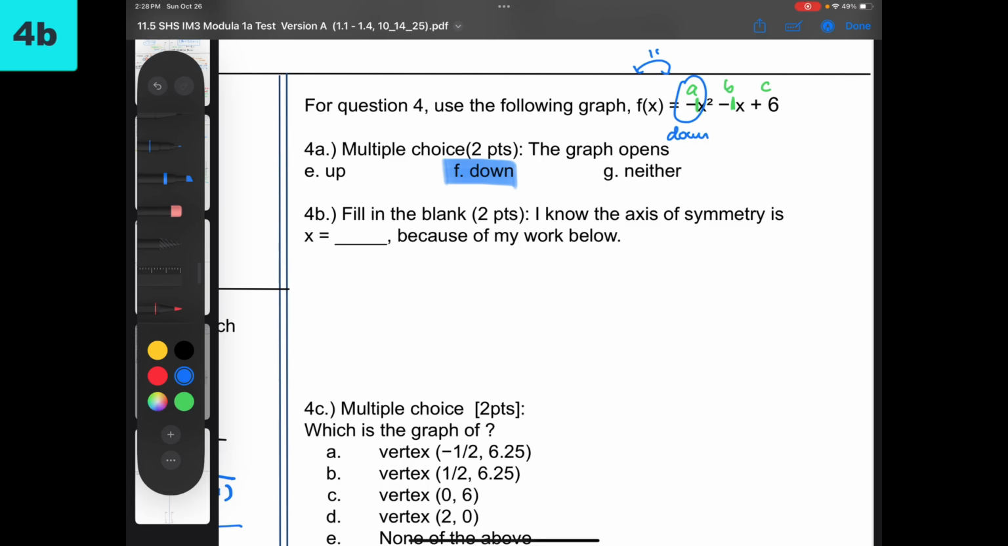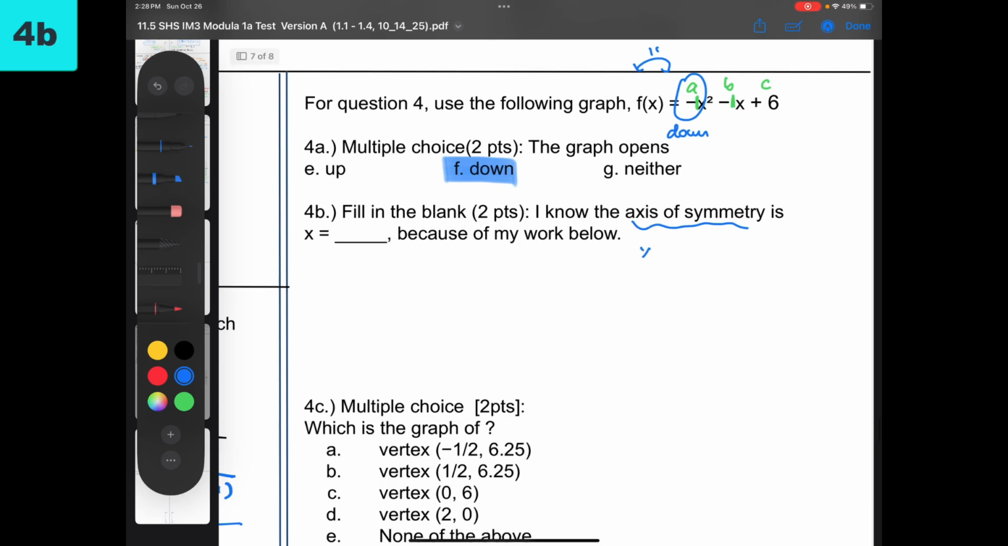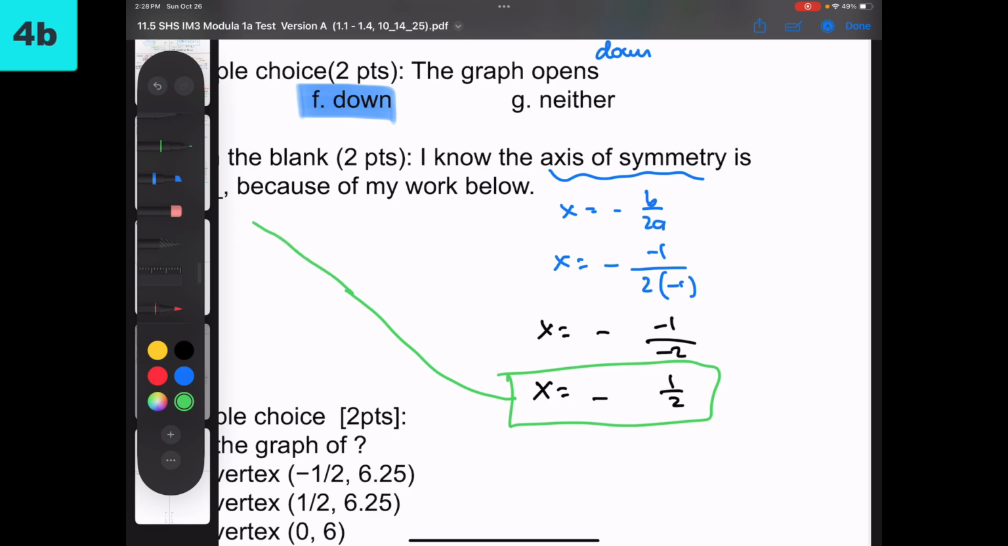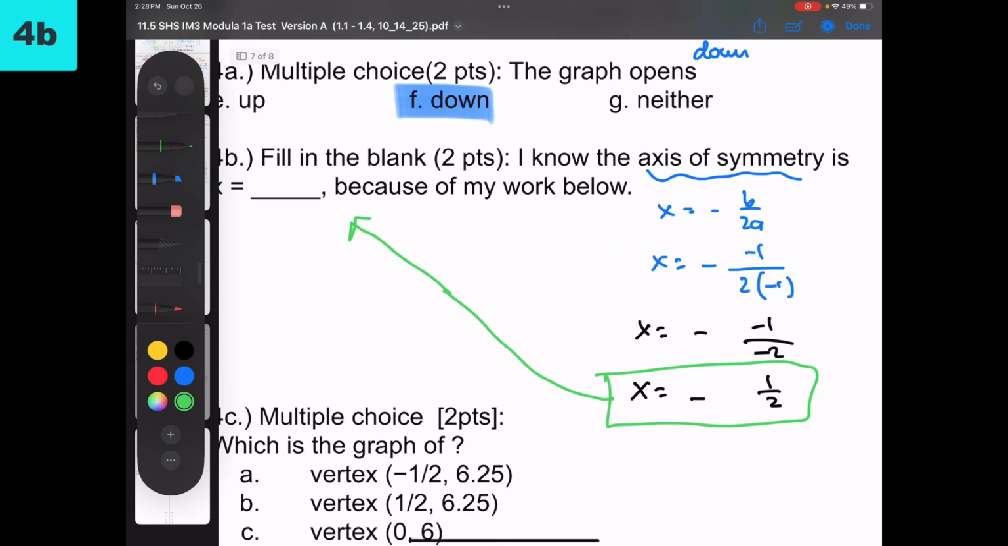B, fill in the blank. I know the AOS, so let's calculate the AOS. X equals -b over 2a from standard form. The B value is -1, 2 times your A value, which is -1. So x equals -1 over -2. So that becomes 1/2. Okay, for some reason, if you couldn't get the negative to be up here, it took off a 1/2 point. So this should be -1/2.